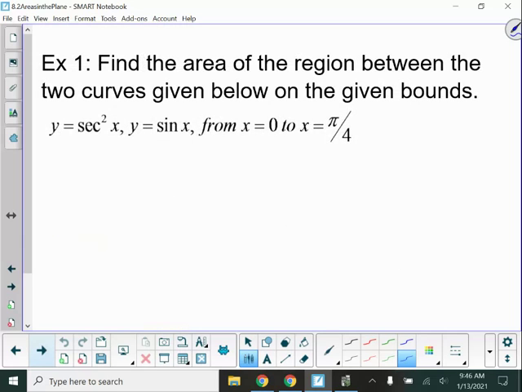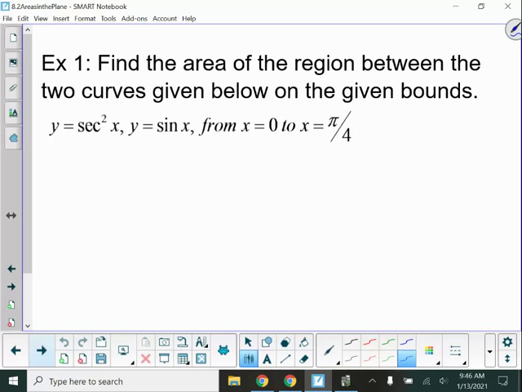So here's our first example. We're going to find the area of the region between the two curves given below, and we have the given bounds from 0 to pi over 4. The first thing that you need to determine is which curve is on top and which one is on the bottom, and if they change position. So if one starts out on top and ends up on the bottom, or vice versa.